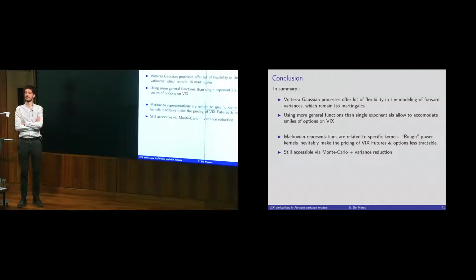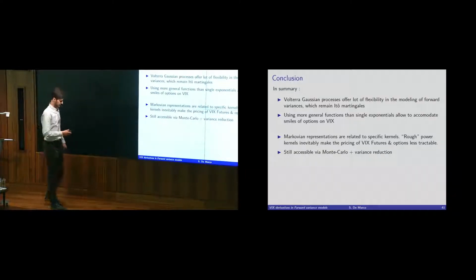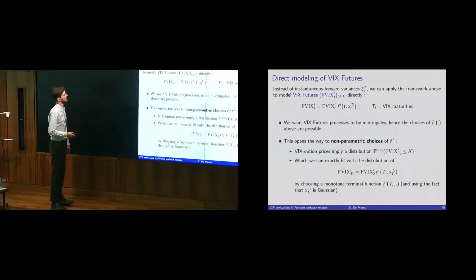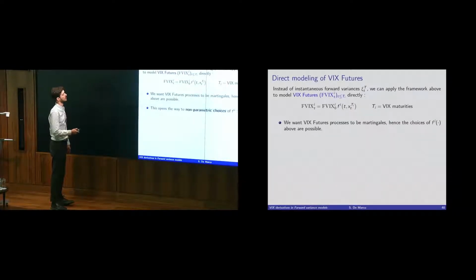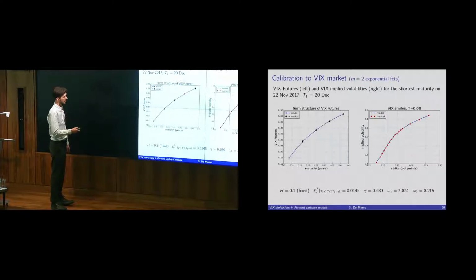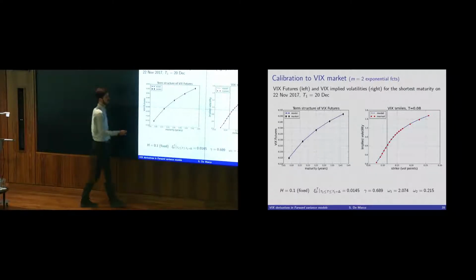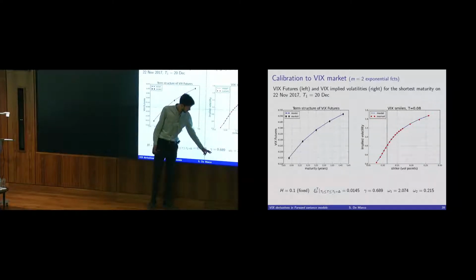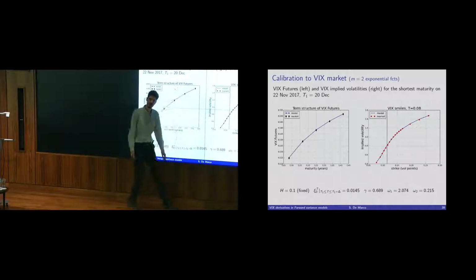Do you have any questions? In the last plot, you have the VIX term structure and the VIX smile for short maturity. Did you try to do the calibration on the whole surface at the same time? Yes, yes, and it works just as well, okay? But what I'm using here is a whole term structure of these smile parameters, okay?